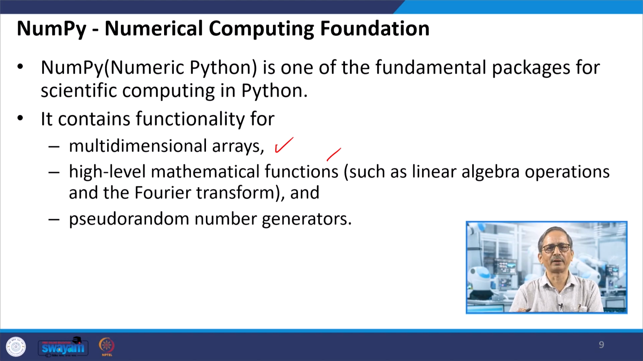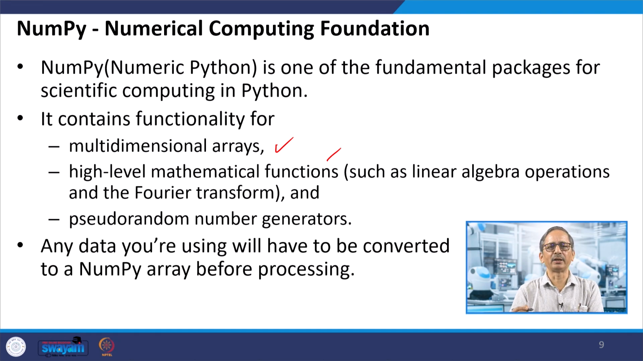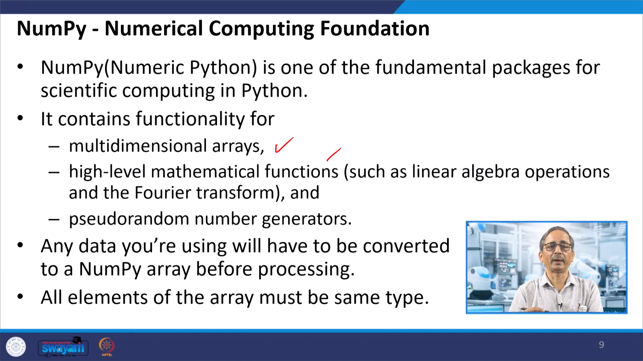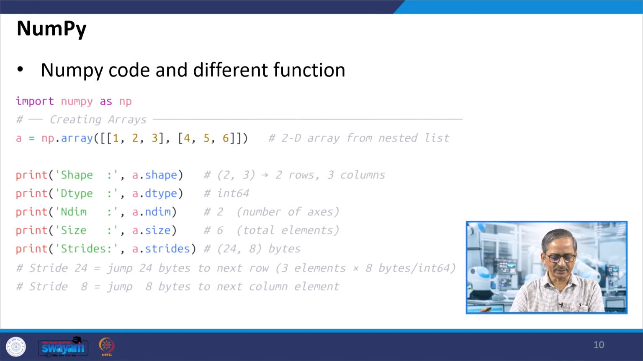You can have the Fourier transform, and then it has a pseudo random number generator. Any data you are using will have to be converted into a NumPy array before processing. And here there is one requirement: all elements of the array must be of the same type.